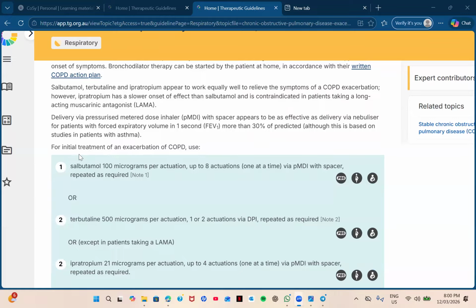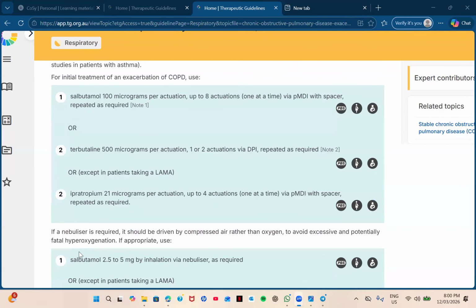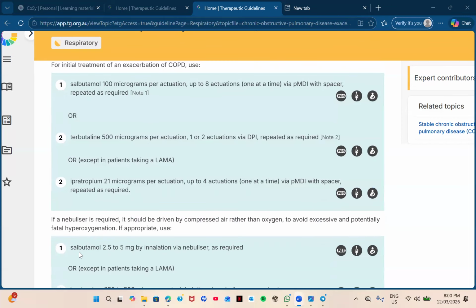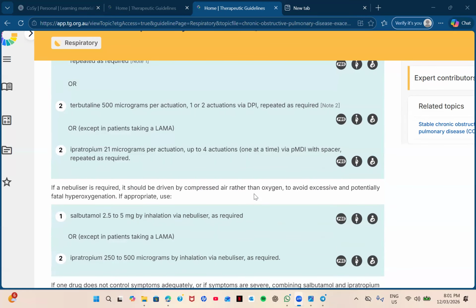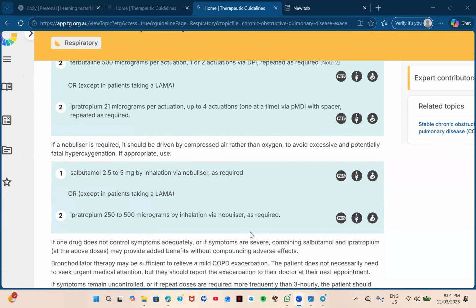So the initial treatment of exacerbation is salbutamol or terbutaline or ipratropium. So please remember, if a nebulizer is required, it should be driven by compressed air rather than oxygen to avoid excessive and potentially fatal hyperoxygenation. If appropriate, salbutamol inhalation via nebulizer as required or ipratropium via nebulizer as required.